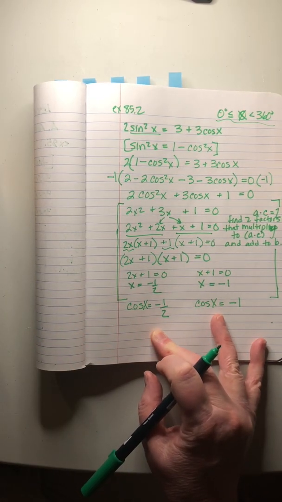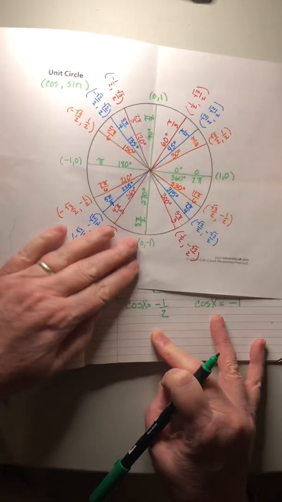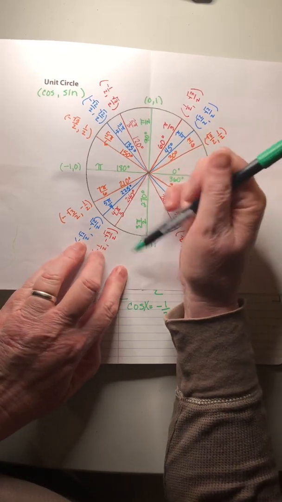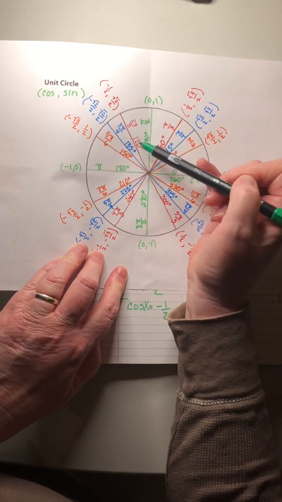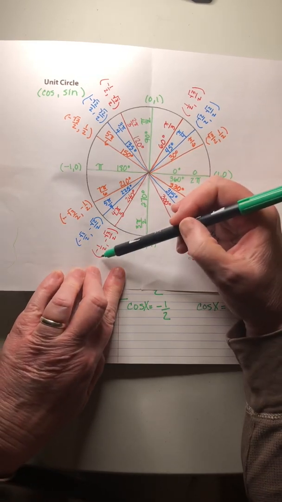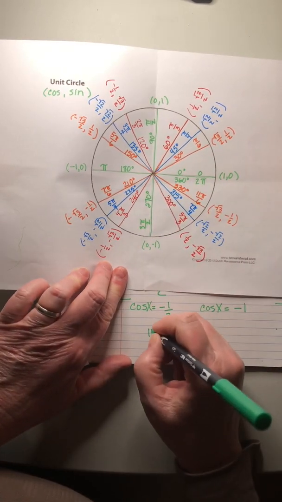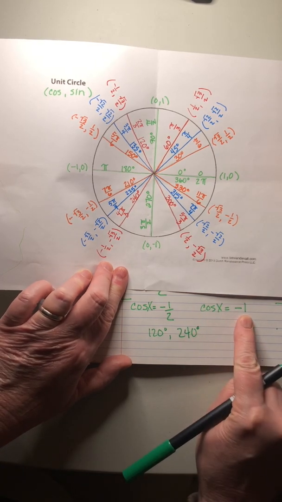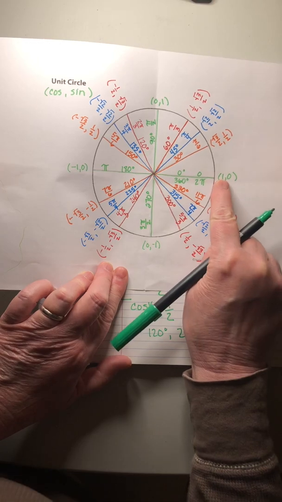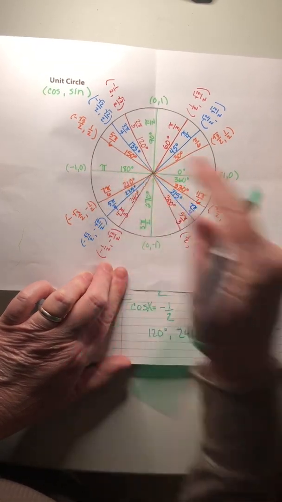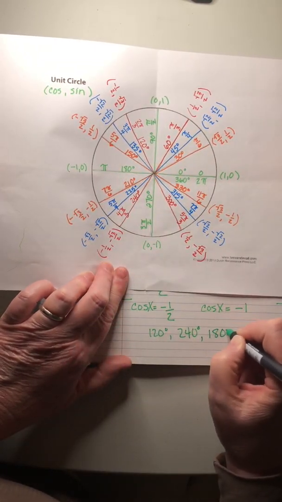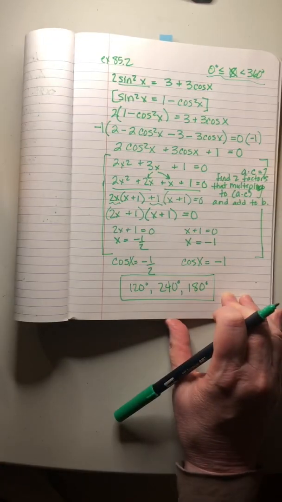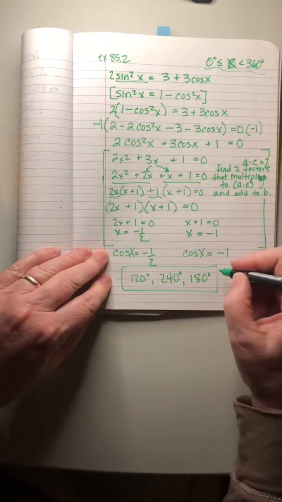So I'm going to grab my little uni circle. Cosine of -1/2 is going to be over here on this side of the circle. So I have -1/2 at 120, and I have -1/2 at 240. So 120, 240, and then cosine of x at -1, 1, 0, there it is, -1 at 180. So for this one, we have 3 values that work, and that's our right answer.